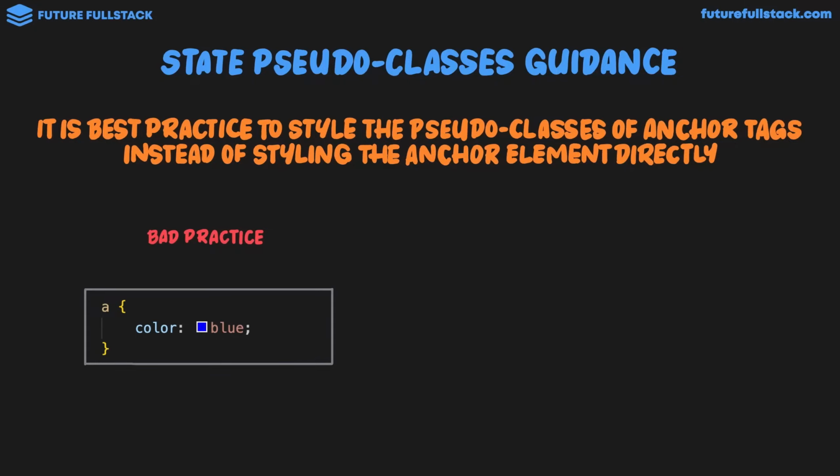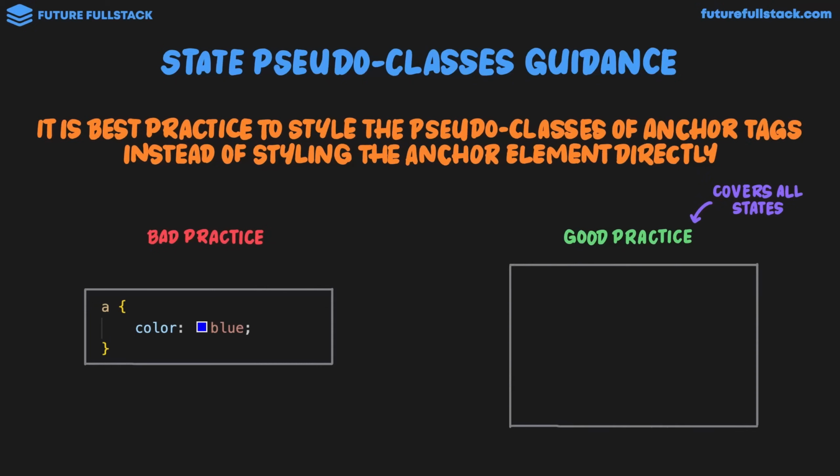On the other hand, good practice is styling all the different pseudo classes for the anchor tag. This approach covers all states. So our CSS would look something like this. We'd first style the link and visited pseudo class, for example, with the color blue. And you'll note these are actually grouped together, which is very common. It's because it isn't that common to separately style your visited pseudo class. You usually want it to adopt the same styling as just the regular link. So that's why we group these together.